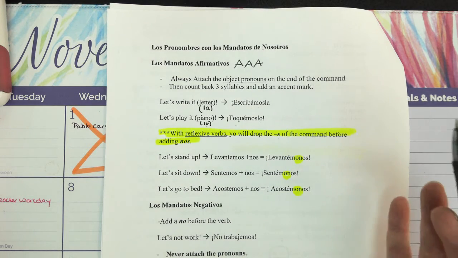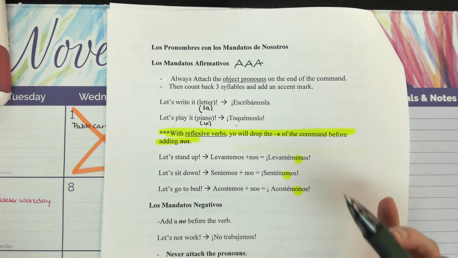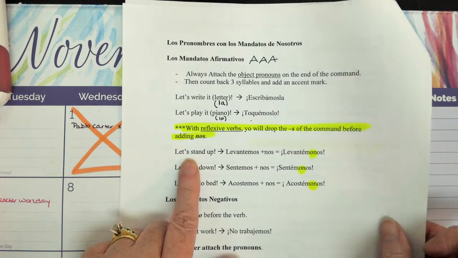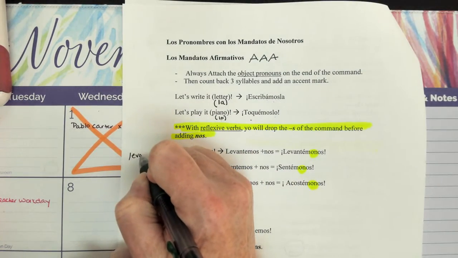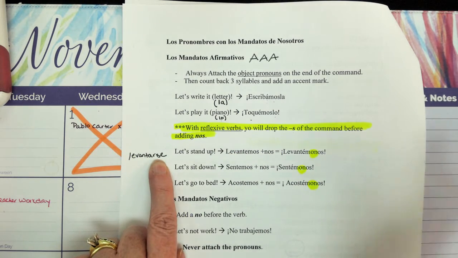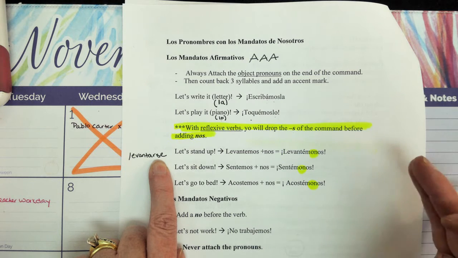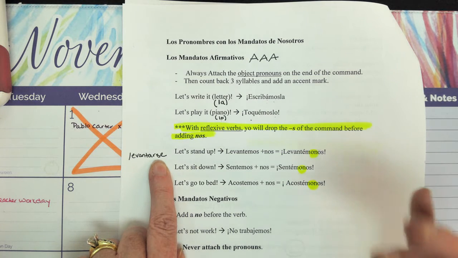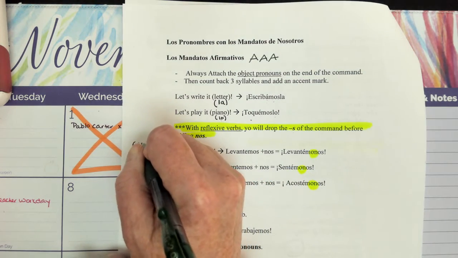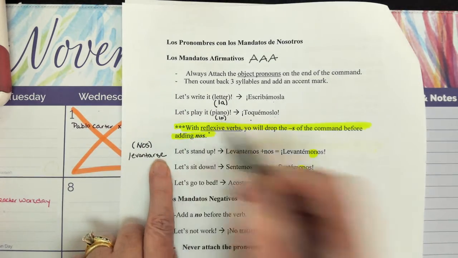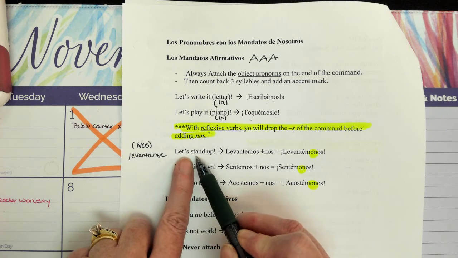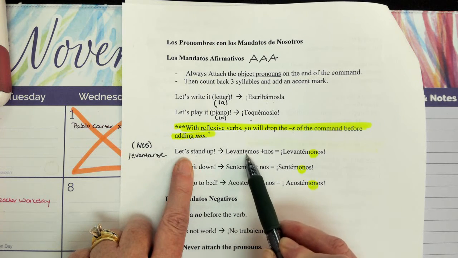So when you have your -amos or your -emos, you're going to drop that S. So let's take a look. We've got "let's stand up." That is levantarse. It is a reflexive verb. And any reflexive verb, when we're doing our command, takes whatever command it is. This is a nosotros command, so our pronoun for all of these is going to be nos when we're doing our reflexives. So if we're taking levantarse and just forming the command, we would have levantemos.